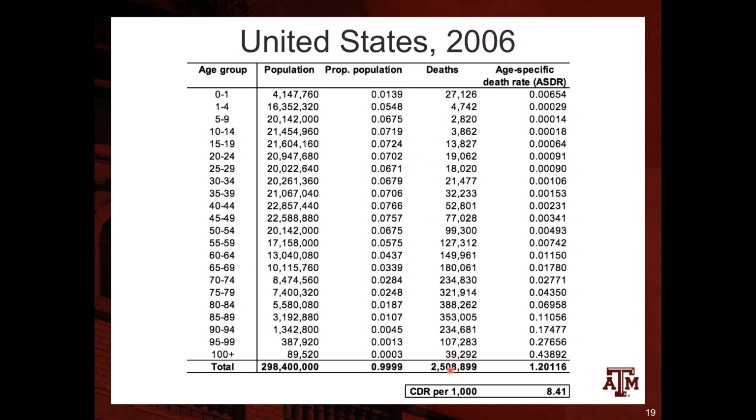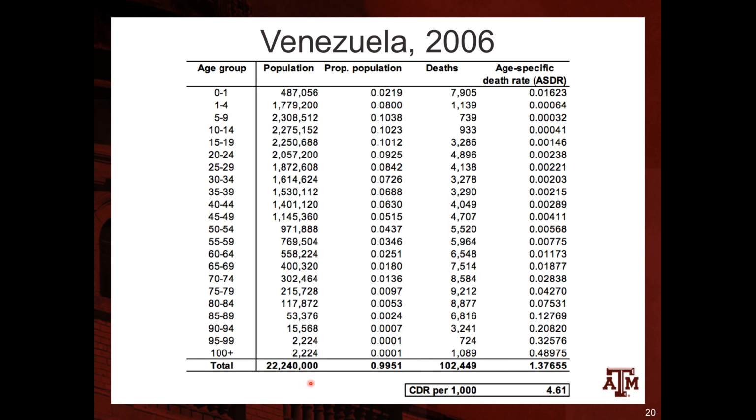So a total of 2.5 million people died in the US in 2006 out of 298 million people. And if we get this number divided by this number here and we multiply it by 1,000, we have a crude death rate of 8.41. So 8.41 people in the US died in 2006 out of every 1,000 people. So that's how we got this number, 2.5 divided by 298. And what's the data for Venezuela?